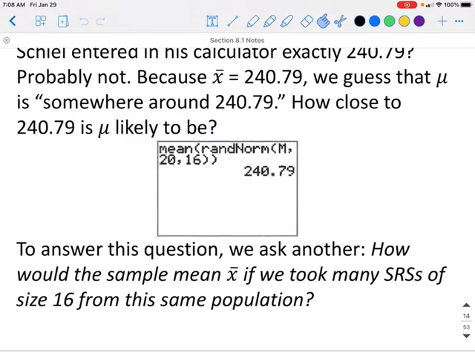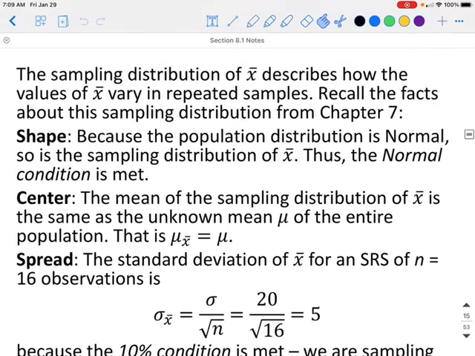How would the sample mean x bar vary if we took many simple random samples of size 16 from the same population? So how would those samples be different, and what would be the mean of all of those samples? The sampling distribution of x bar describes how the values of x bar vary in repeated samples.